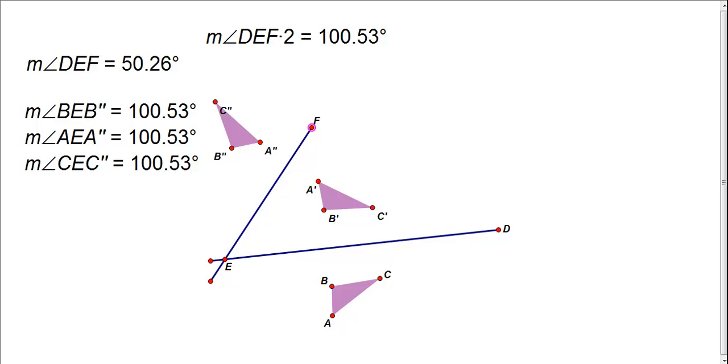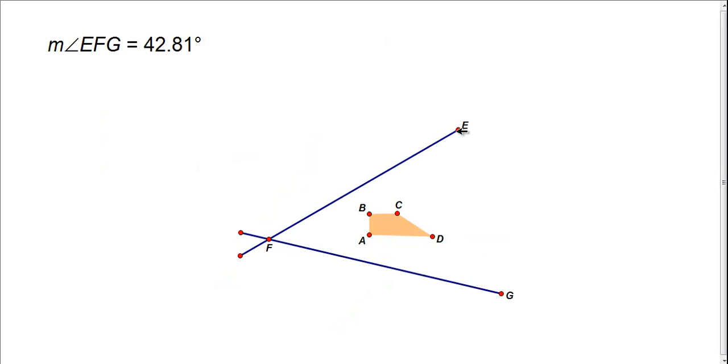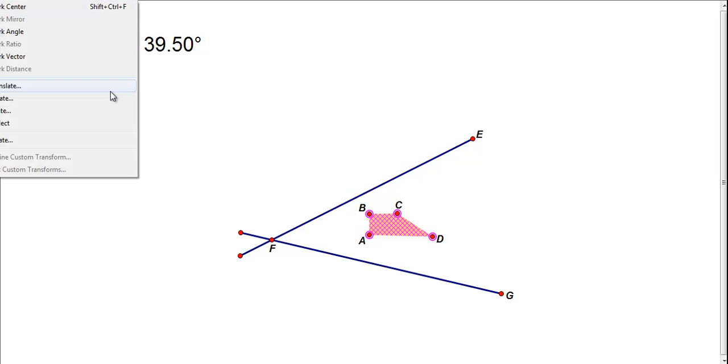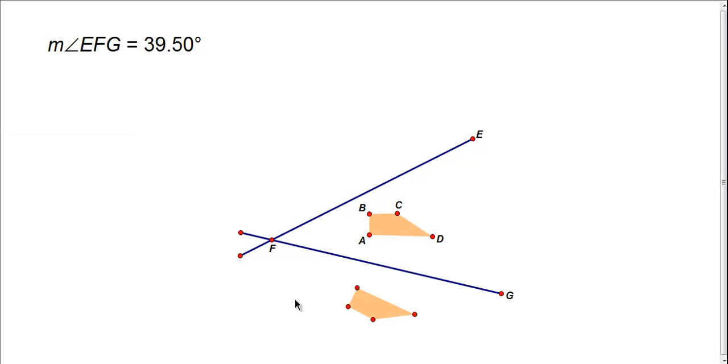Okay, I want to show you another example of this. In this case, these two lines that I have right now, they are intersecting at an angle of 39.5 degrees. So that's this angle EFG. This time I have a little quadrilateral that's inside my two lines. So what I'm going to do first, I want to reflect it across this bottom line. So if I reflect this figure, it's obviously going to land down here.